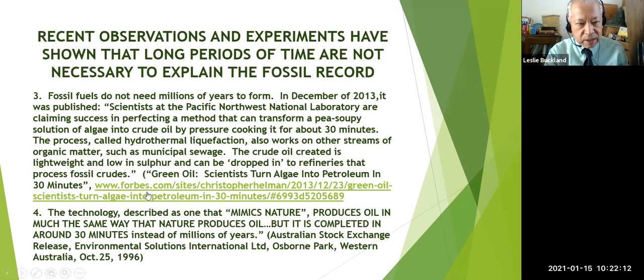And this is the website. So you don't need millions of years. It can be done in 30 minutes by pressure cooking it. And if we consider that part of the process of Noah's flood involved the movement of the sea floor and the ocean floor and releasing magma, that is melted rock from deep down in the earth, and it coming up and heating up the surface of the earth. There would be a lot of heat.